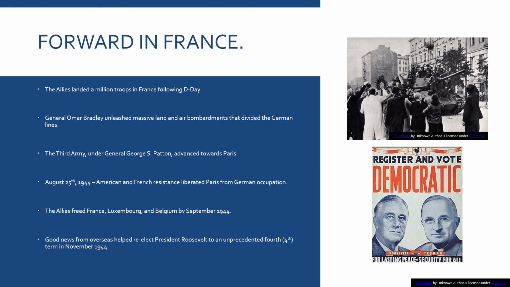And the good news overseas is going to help re-elect President Roosevelt to an unprecedented fourth term in November of 1944. That poster there says register and vote Democratic. Roosevelt and Truman, Harry S. Truman, will be Roosevelt's vice president for lasting peace and security for all. So Roosevelt will become elected to a fourth term as president in November of 1944.